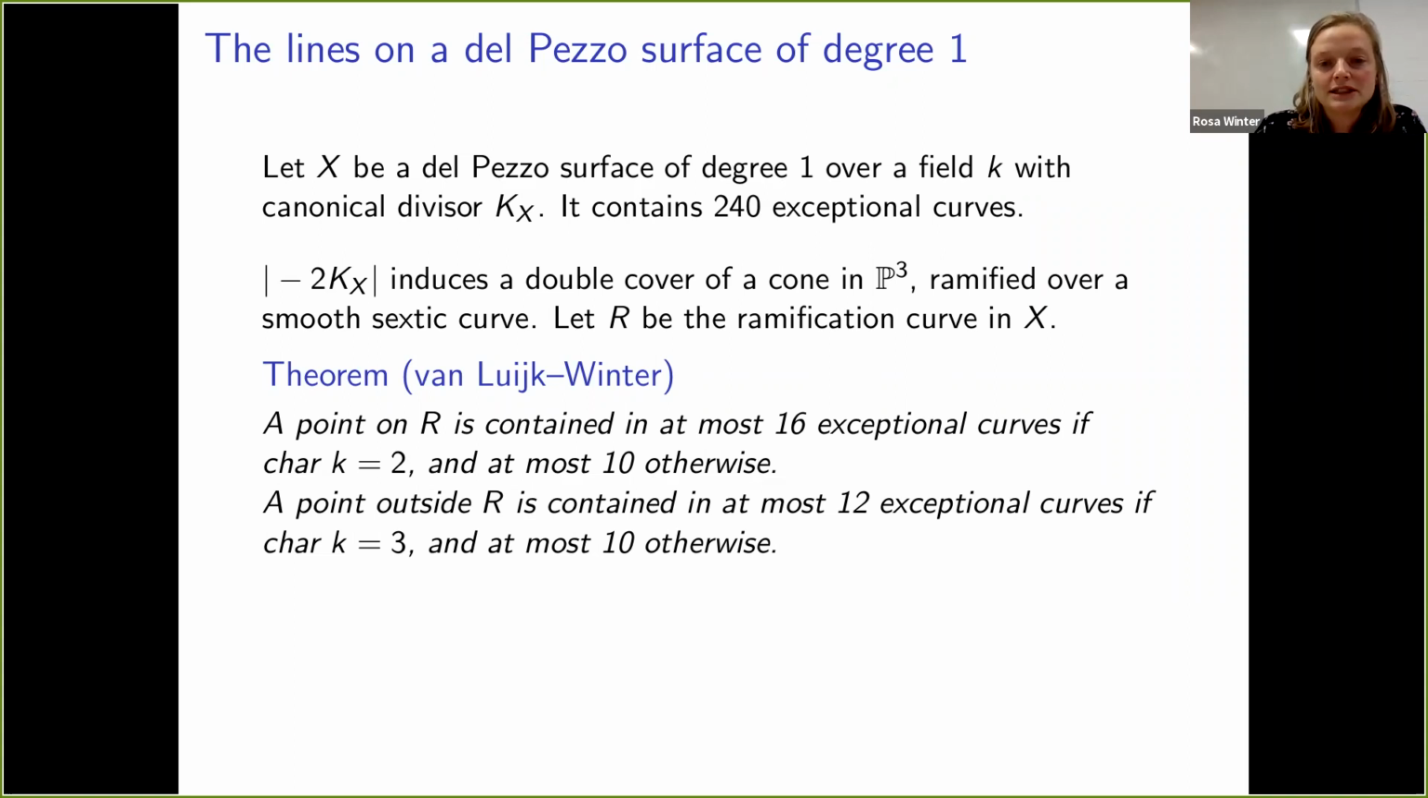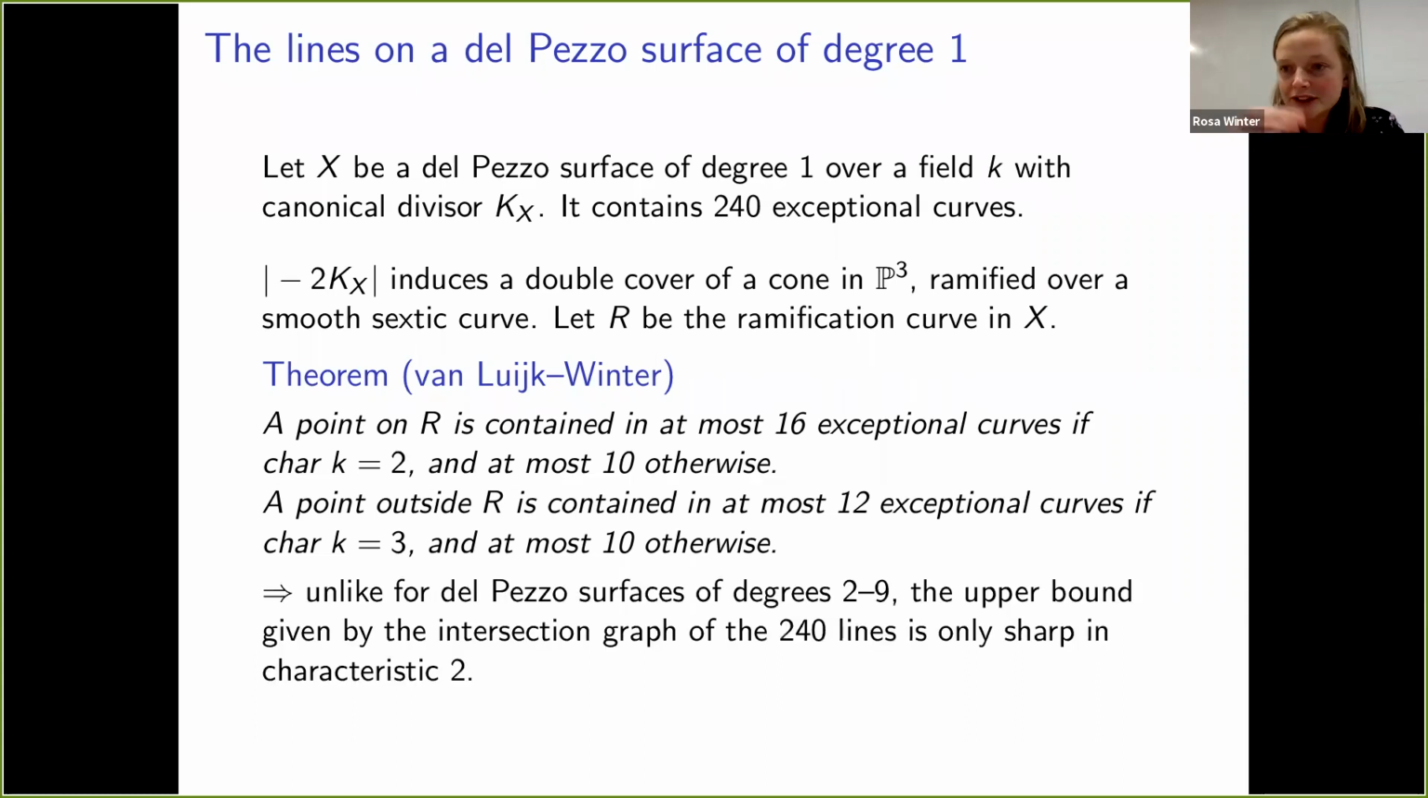So the interesting thing here is that, unlike for all other degrees of del Pezzo surfaces, the upper bound given by the intersection graph is only sharp in characteristic 2. If you look at the intersection graph on the 240 lines, how do they all intersect each other? Of course, this gives an upper bound for the maximal number of exceptional curves that can actually go through a point on the surface, because they should all intersect each other. And for all other del Pezzo surfaces, this upper bound is sharp.